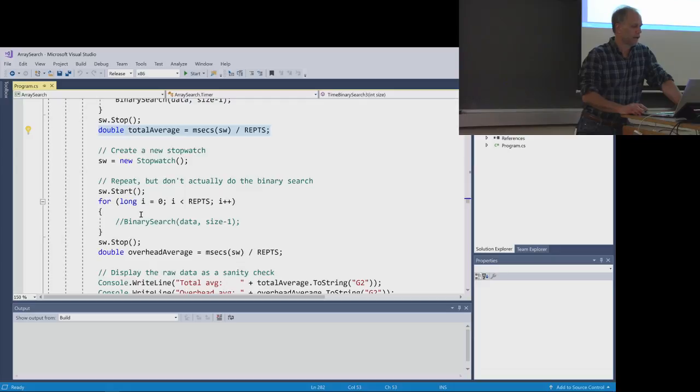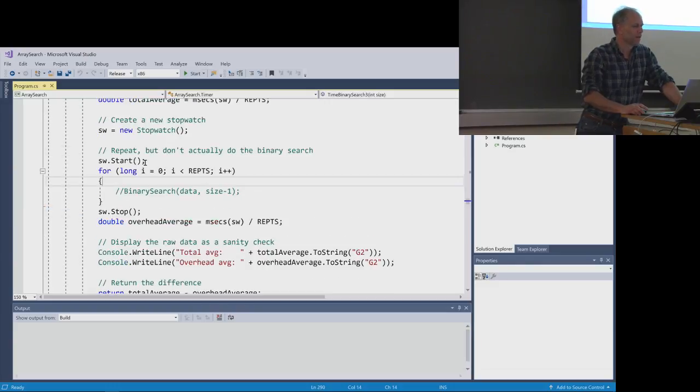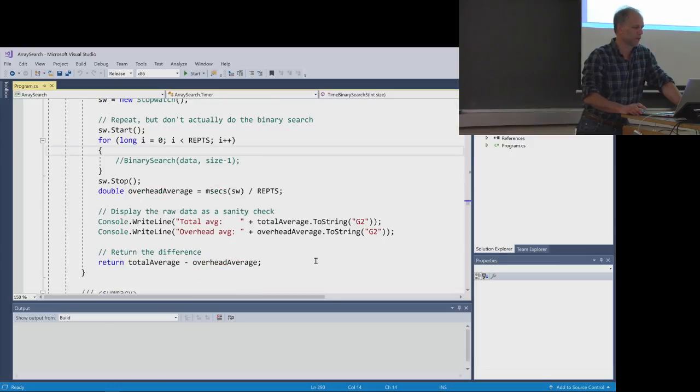Then I do it again, but notice I've commented out that thing right there. What she was worried about before, which I worry about too, is what happens if this entire loop is optimized away. But hopefully it won't be. So I compute the two averages, I display them just so you can see what they look like, and then I return the difference.